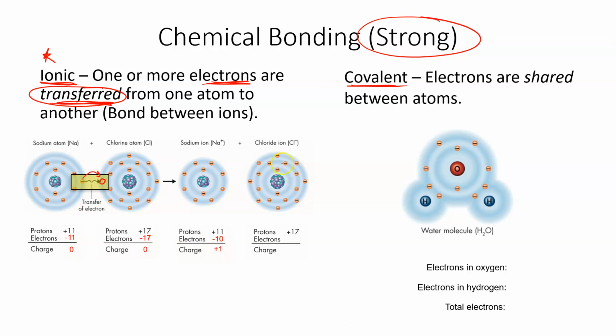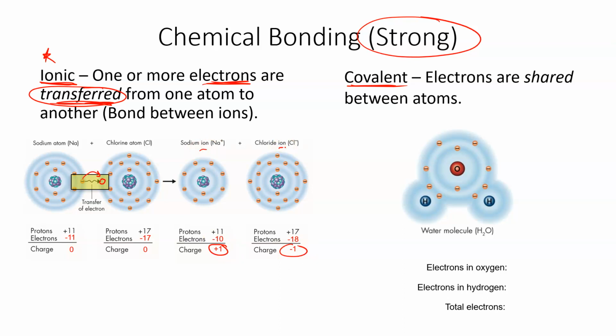Now that this chlorine atom has one additional electron that it didn't have before, it still has its 17 protons, but now it has 18 electrons, and the difference between the 17 positively charged particles and the 18 negatively charged particles would be a net of -1. Notice there is a negative charge on this chlorine, and there's a positive charge on this sodium ion, and the charges come from there. We call these ions.